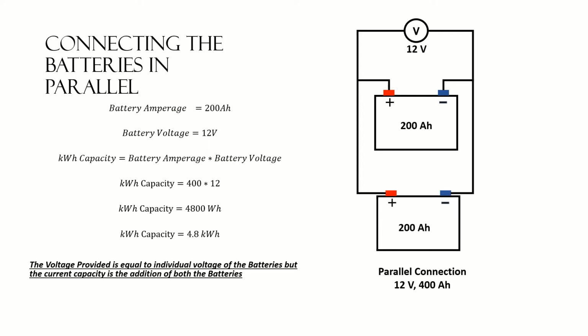So how can we calculate the kilowatt hours? Kilowatt hours are calculated by multiplying the battery amperage by the battery voltage. Replacing these values, 400 is the battery amperage in which we add these two, and 12 volts is the individual battery voltage that appears across the common terminals. The kilowatt hours calculated through this equation are 4.8 kilowatt hours.